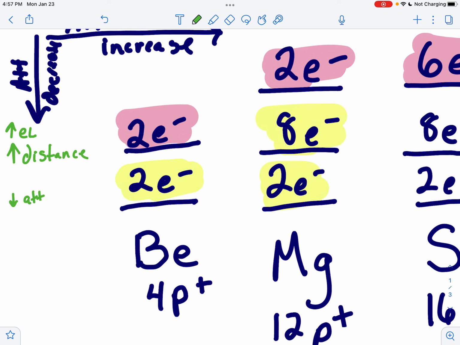Well, there's one more thing that we really didn't mention yet, and that's referred to as shielding. So the further it is away, it also has more shielding. What shielding is, is when you look at these interior electrons. Beryllium has 2 interior electrons, 2 electrons between the valence electrons and the nucleus, and magnesium has 10 interior electrons between the valence electrons and the nucleus. These interior electrons block some of that attraction. So as we go down a group, it's really because of the distance and the shielding that cause the lower attraction.